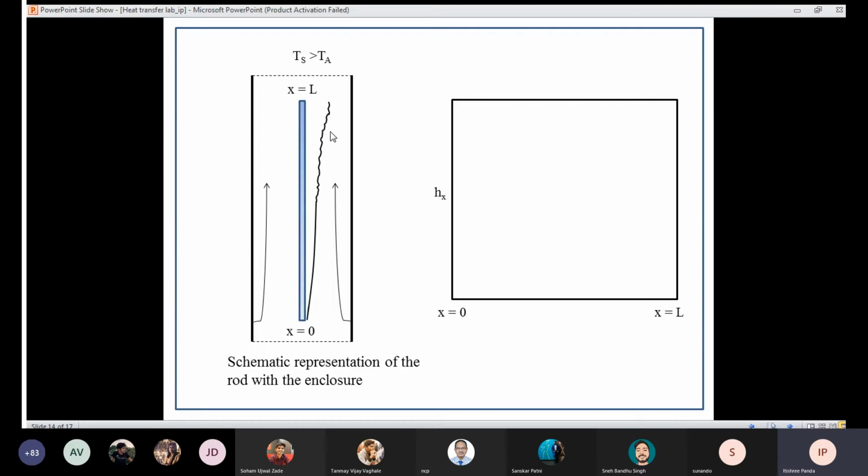Another thing to think about here is how your local heat transfer coefficient varies with x. Someone tell me how it should vary with x, from x starting from 0 to L, how hx should vary.